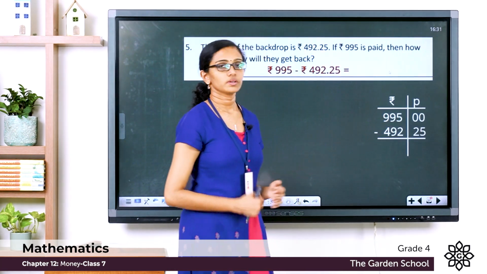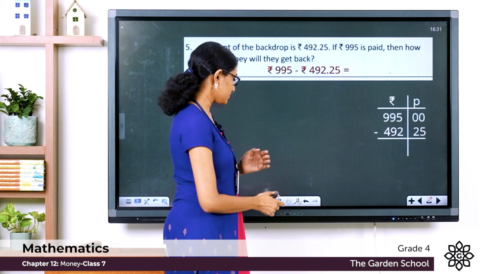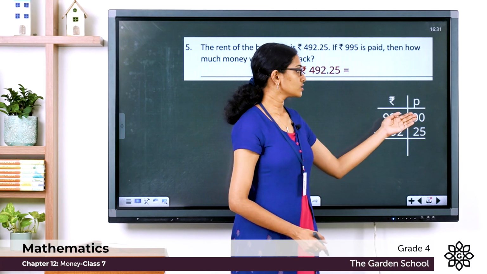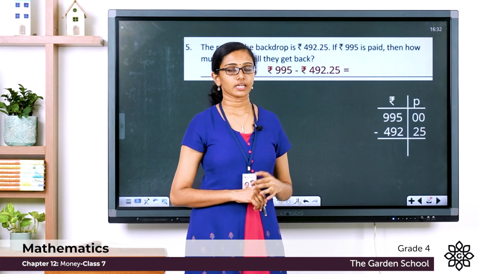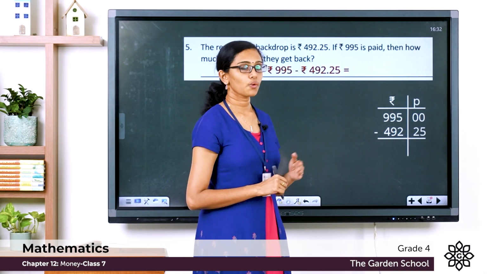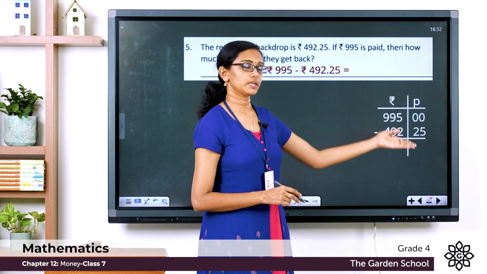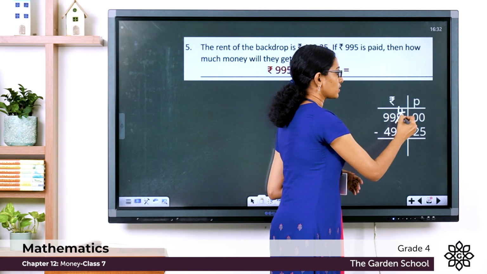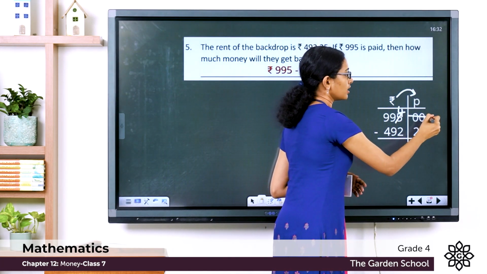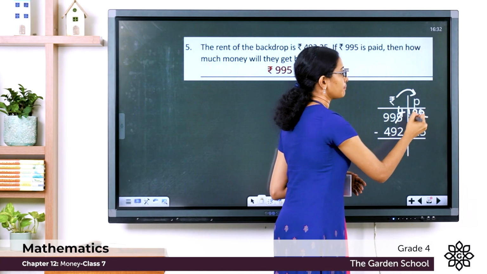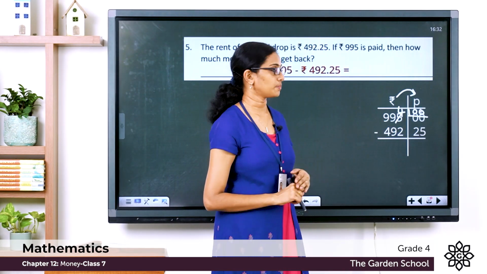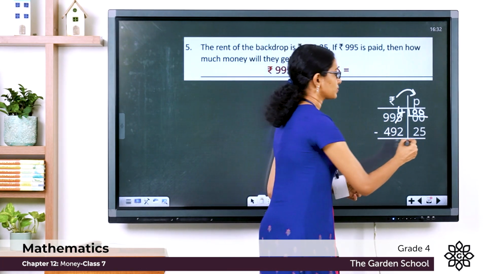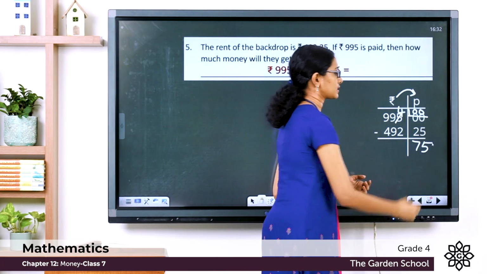Here we have the given amount written in proper columns. So starting the subtraction from the paise column, here we have 0 paise minus 25 paise, which is not possible. So let's borrow 1 rupee from the rupee column and give it to the paise column. Right now we have 100 paise, the equivalent of 1 rupee. 100 paise minus 25 paise is equal to 75 paise.